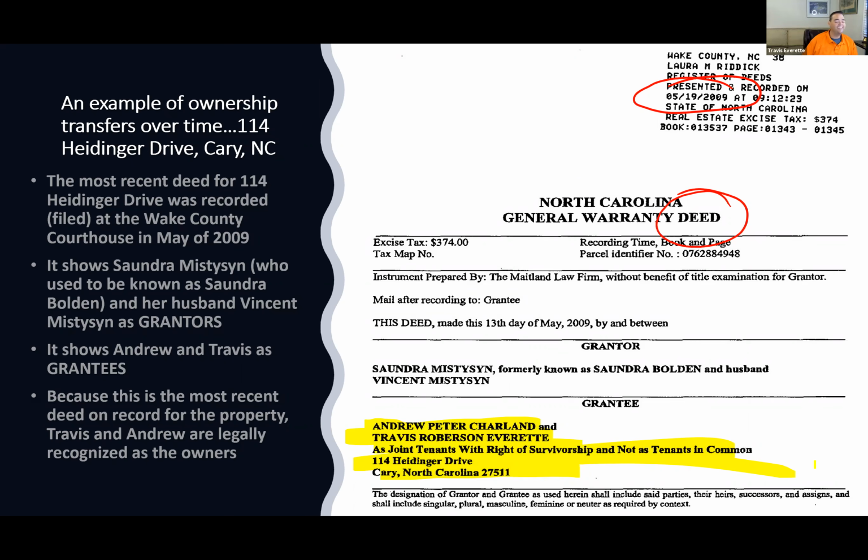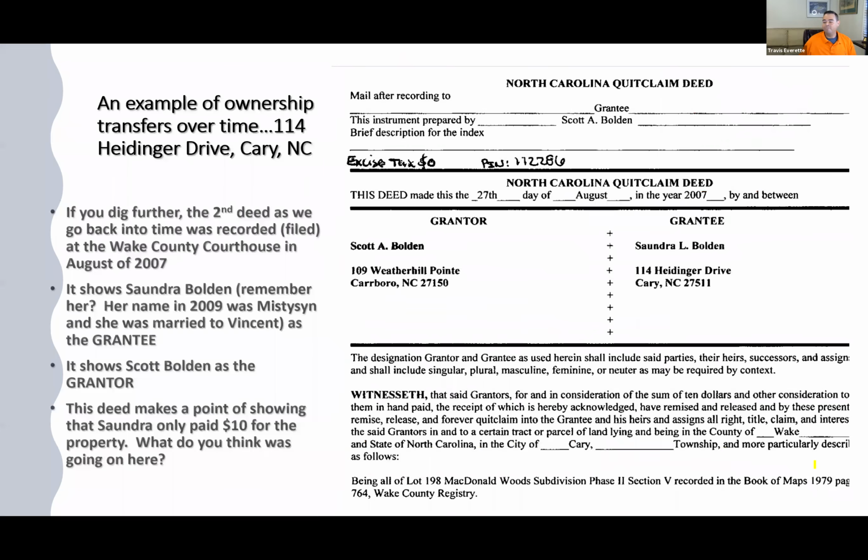So what do we have to look at now? The previous one. We have to look at the one recorded before this one, before 2009. And lo and behold, here is yet another deed. And that's why it says "formerly known as." This deed was recorded when? 2007. So this is the previous deed.